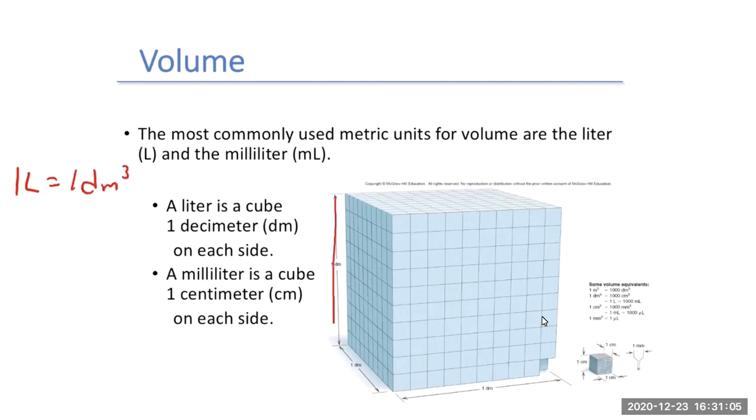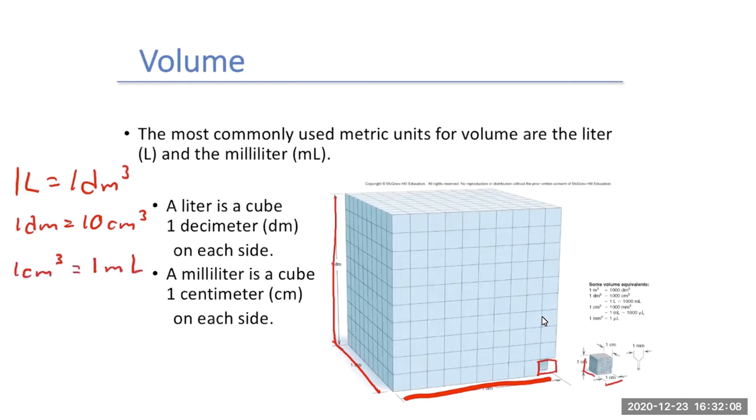So that means each side of my cube here is 1 decimeter long. And then as we know, 1 decimeter equals 10 centimeters. So if I take 1 cube out of that whole big giant cube, that would give me 1 cubic centimeter, because each side of my smaller cube here is 1 centimeter. And it just so happens that 1 centimeter cubed equals 1 milliliter.